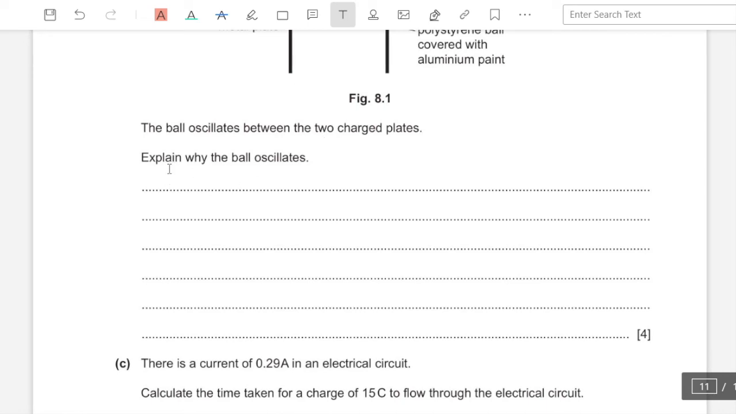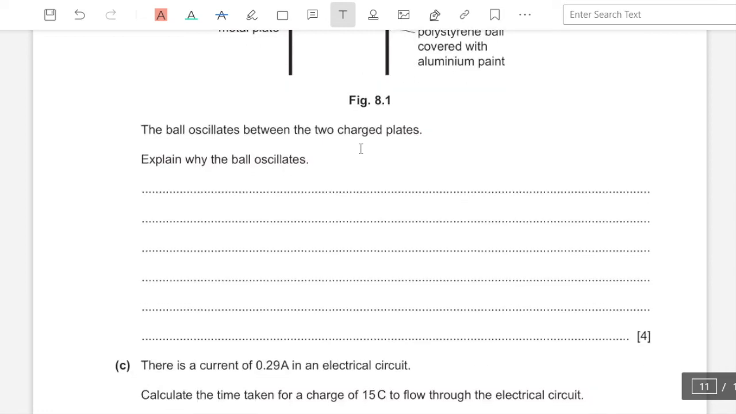So you can write this explanation either way. I'll start by writing the polystyrene ball over here gaining positive charge.